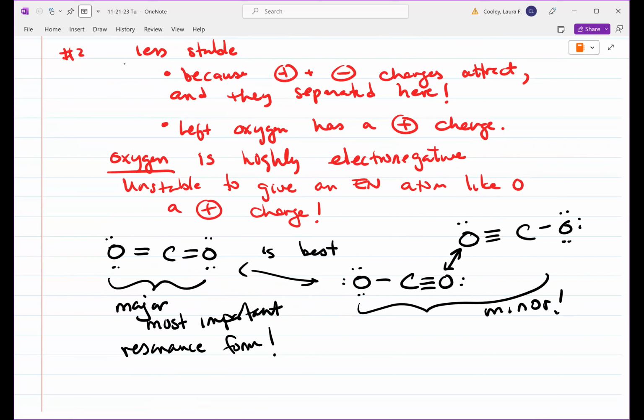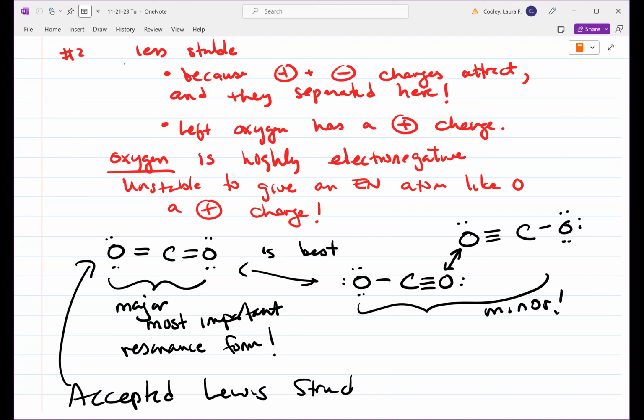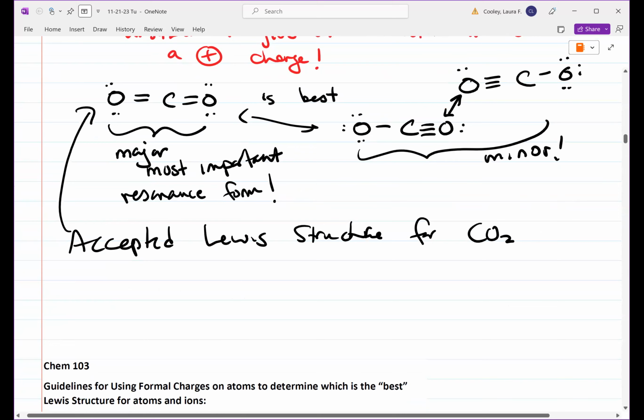Okay. Now, the reason we don't rule out these minor ones totally is because there is electron delocalization, because that's what really is going on here. The fact that those electrons are shared among all 3 of them does give a molecule more stability. So you can't rule them out entirely. They might be important for a chemical reaction somewhere, but for us, this is really the accepted Lewis structure for carbon dioxide. Okay.